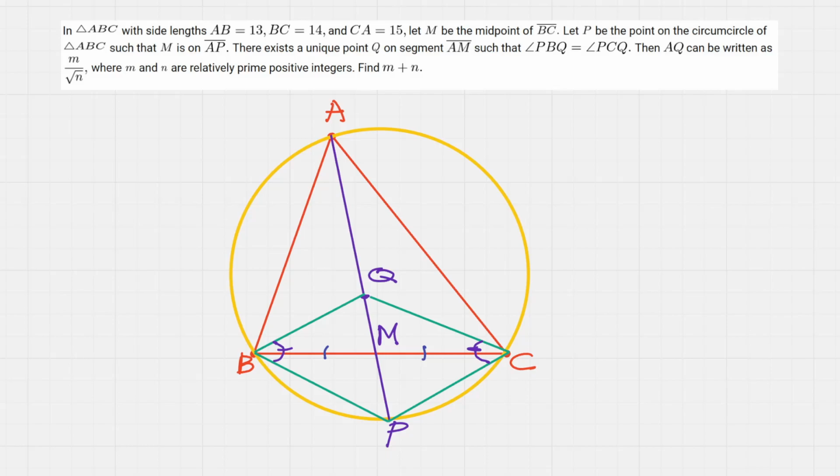This one's on problem 12 of the 2023 AIME 2. And the solution I wanted to share, I'm quite excited to share because I think it's by far the nicest solution I have seen to this problem.